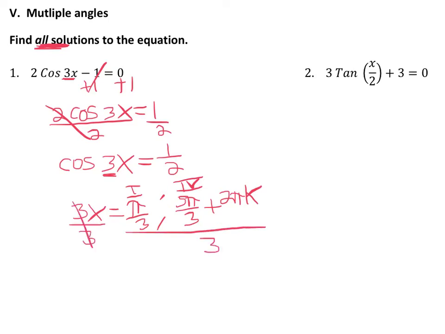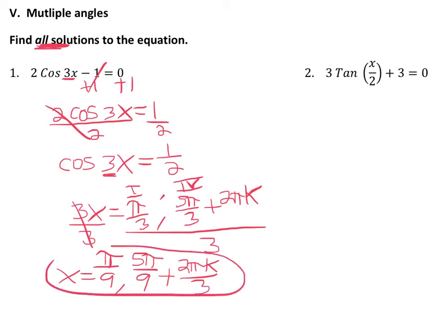So I divide all of these by 3. The angles are: pi over 3 divided by 3 is pi over 9. 5 pi over 3 divided by 3 is 5 pi over 9. And then 2 pi k, divide that by 3 as well, so that's 2 pi k over 3. So these cover all the answers in the unit circle.